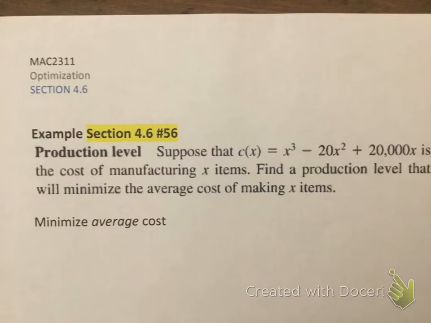Let's read this one together. Suppose that C of x equals x cubed minus 20x squared plus 20,000x is the cost of manufacturing x items. Find a production level, meaning a number of items, that will minimize the average cost of making x items. All right, please read the question again yourself.